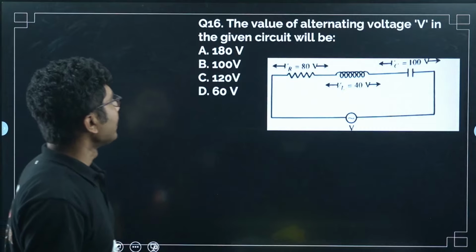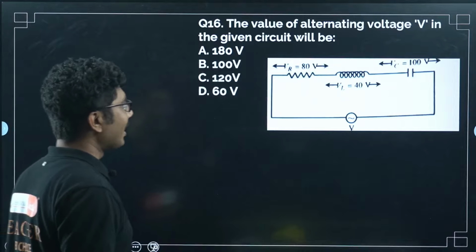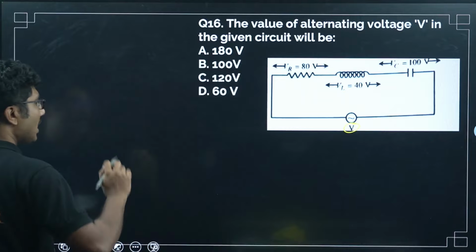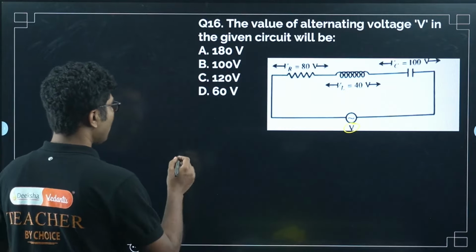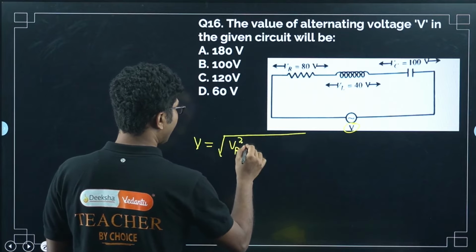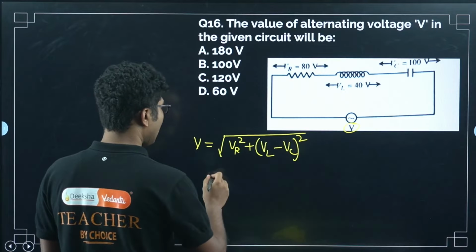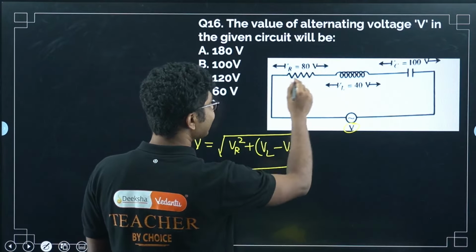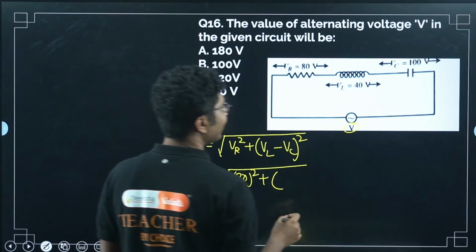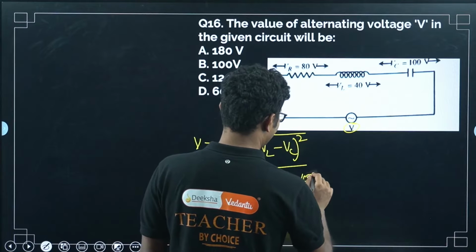Now the value of alternating voltage V in the given circuit will be? So what they have asked you is to find the maximum value of the input voltage V. I have already solved similar questions during our PYQ solutions. So V is the square root of VR square plus (VL minus VC) whole square. Okay, so what is VR? VR is 80. So from the given data only I can guess what the answer will be. I don't need to solve. 40 minus 100 whole square.